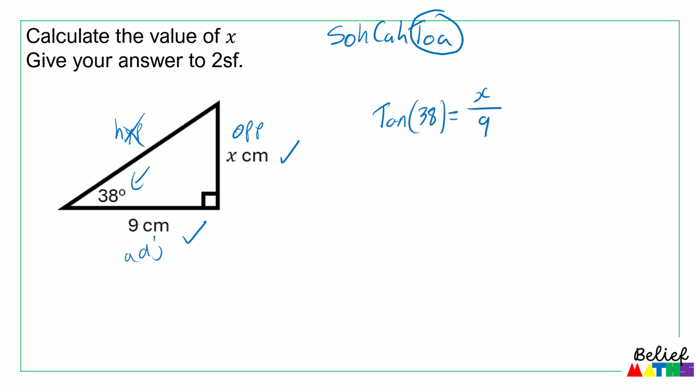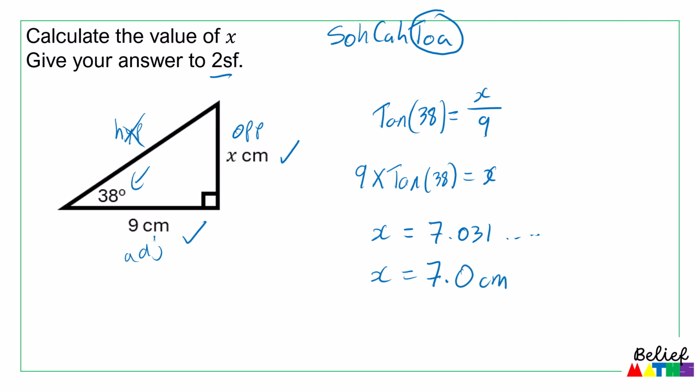adjacent 9. Now we know from our solving equations video that to solve this, we just multiply across by our 9. And we get 9 times the tan of 38 gives us x. Putting that into our calculator, x equals 7.031, etc. And then rounding that, as it asks for, to 2 significant figures, that gives us 7.0 centimeters.